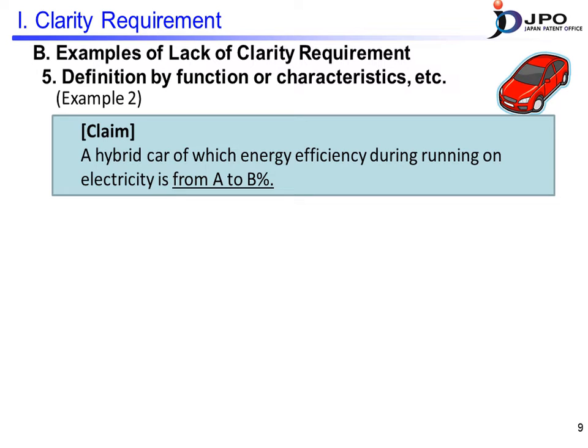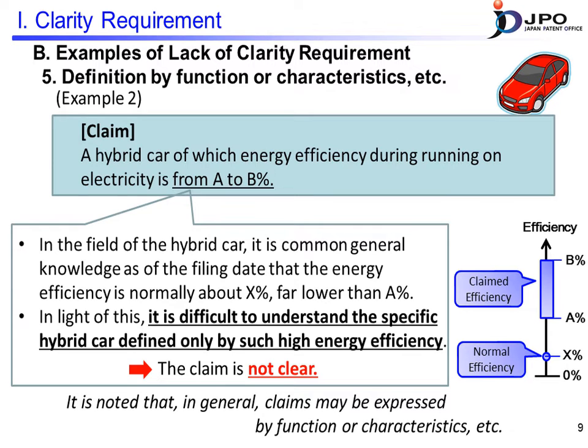Let's look at example 2 of the fifth type of violation. A hybrid car for which the energy efficiency while running on electricity is between A% to B%. In the field of hybrid cars, it is common general knowledge, as of the filing date, that energy efficiency is normally about X%, which is far lower than A%. Therefore, it is difficult for a person skilled in the art to understand the specific hybrid car defined only by such high energy efficiency. As a result, this claim is unclear.